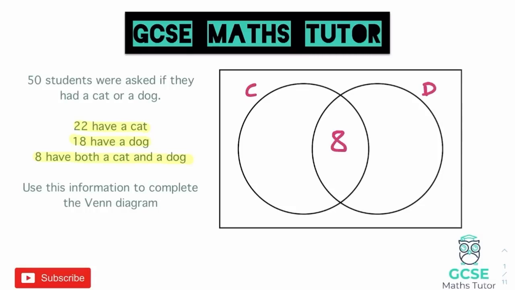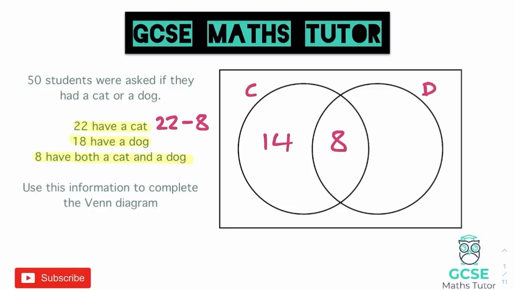Now we can move back to that first line as it says that 22 have a cat. Now you can already see that part of those 22 over here, we've got 8 that will have a cat and a dog, but those 8 people are included in the 22 people that have a cat. So to work out how many people have only a cat, we would have to take away the 8 in the middle from the 22. So do your working out to the side, I would write 22 take away 8, and that is going to give us a total of 14 that have a cat.